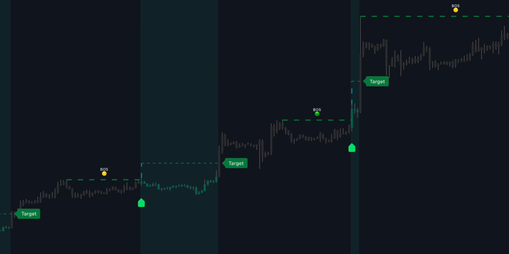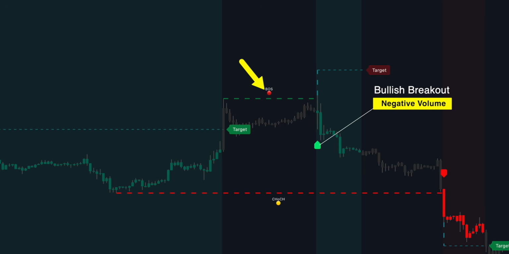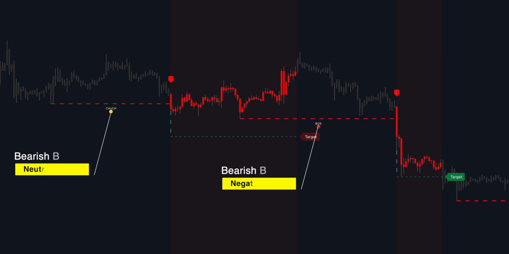It is shown in the form of a dot that has 3 colors: red, yellow, and green. A bullish breakout with a green or yellow dot is considered strong. If a red dot is present, the trade is not supported by volume. Exactly the opposite is true for bearish breakouts.